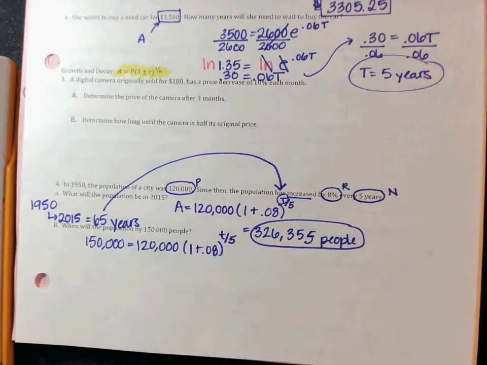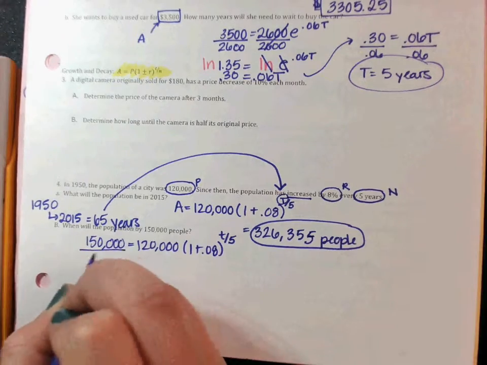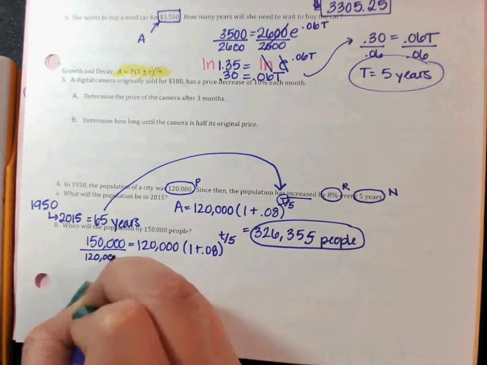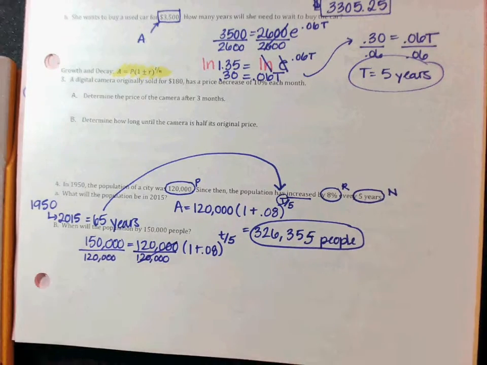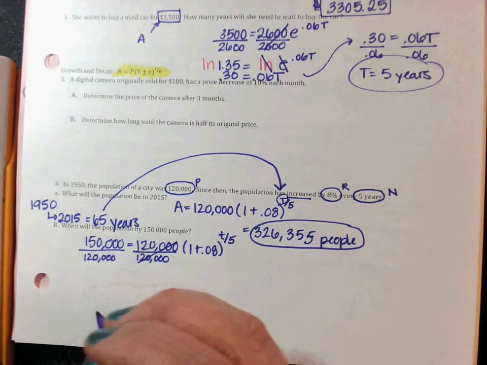Okay, now it is important that you remember to change your T back to a letter. We're taking the 65 years out and we're trying to figure out how many years have to go by. Your steps to solving are very similar to the ones that we just did. What do I do first? Divide by 120, good. 150,000 divided by 120,000. What's my decimal?